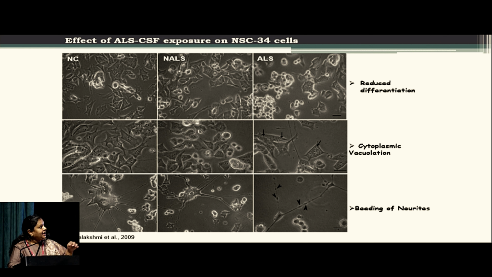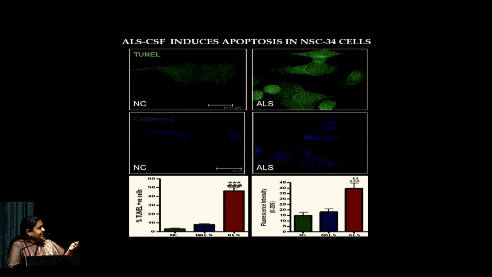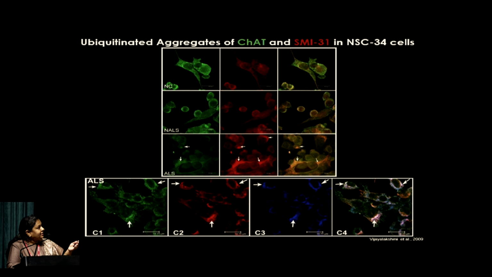So similarly, in another cell line also, we found that the motor neurons die off, and they also undergo apoptotic changes. Next, please. So there is an apoptotic mode of cell death happening upon exposure to ALS CSF. Next one, please. And what we see in addition is that the most important proteins of the neurons, essential for their functioning, get aggregated and ubiquitinated, and they cause death of the motor neurons.